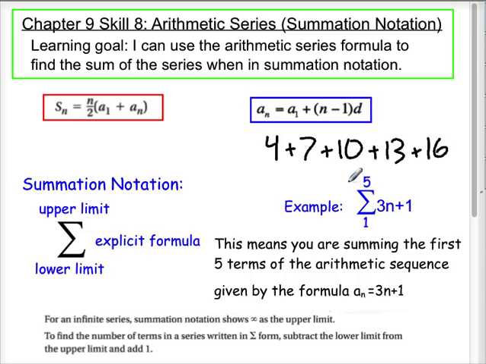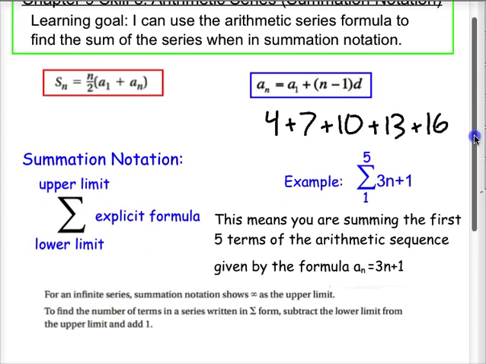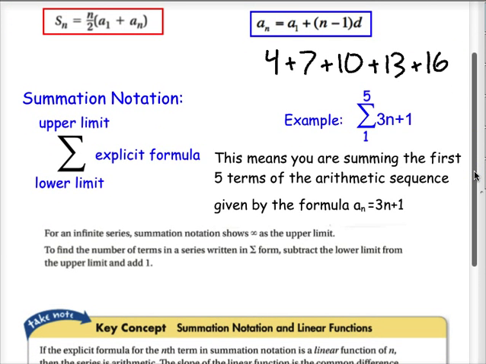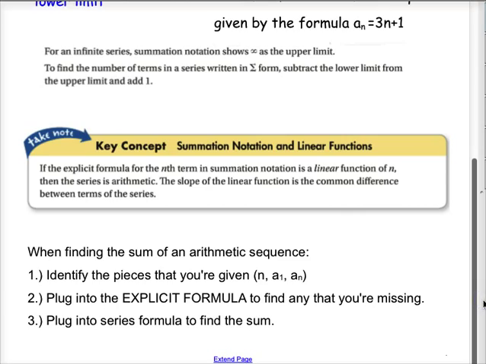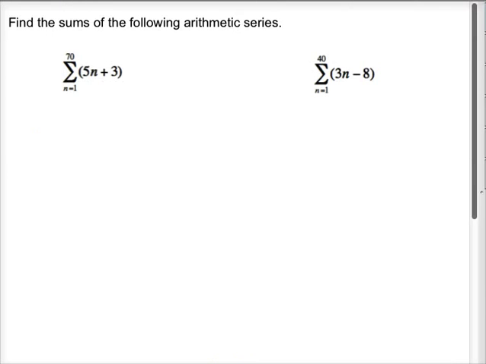Now that would be the straightforward way of doing this. However, when you have a lot of n values that you're spanning between, you're not going to be able to just add up all the terms. You're still going to want to use our summation formula or our series adding formula. Okay? So, let's take a look. So what are we going to do? Well, we still need to identify the pieces that you're given. So we need to figure out n, a1, and an, plug into anything that we're missing, and plug into the series formula to find the sum. So let's just jump into really what we need to do here.